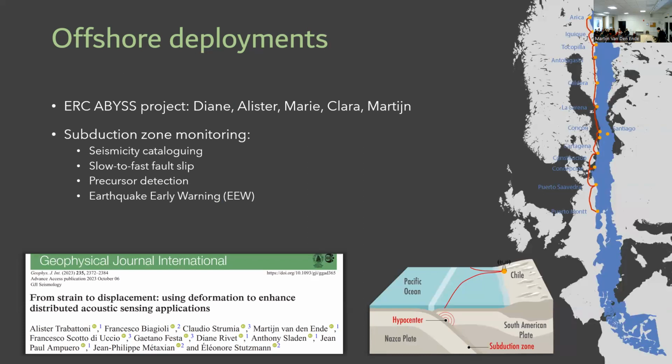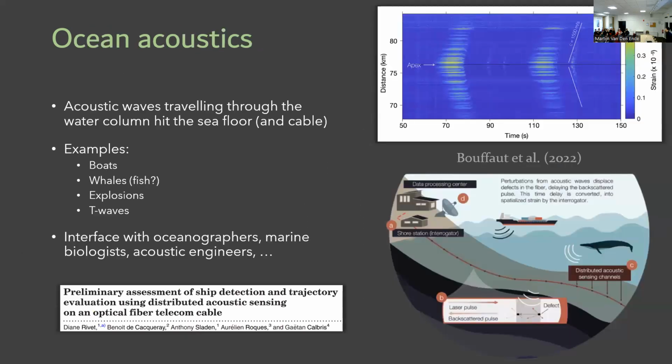Of course, when you put your cables in the ocean, you will record more than just the standard seismicity. You also record lots of ocean ambient noise or sounds, so ocean acoustics. At least we pretend that we measure the acoustics. We don't really, but still it's coming from the water column. So things that generate sound in the ocean are boats and whales and possibly fish, but also explosions and T-waves and things like that. And all these things will also be recorded by these submarine cables.